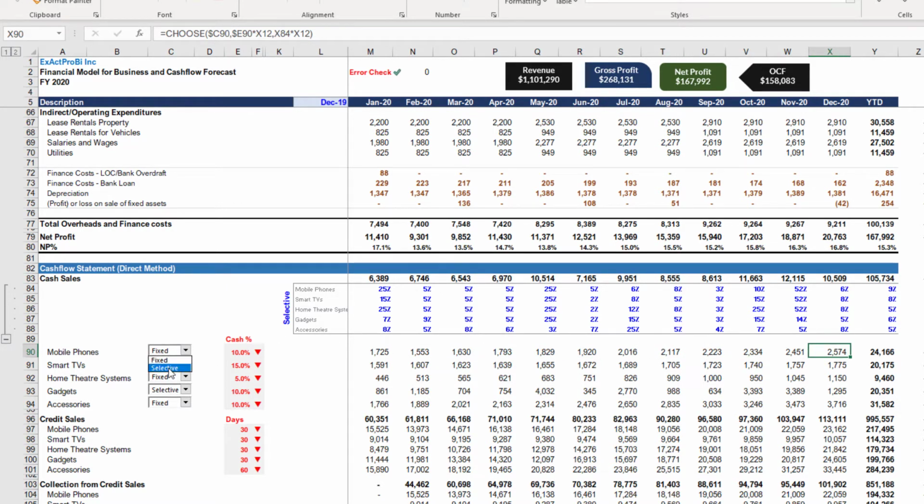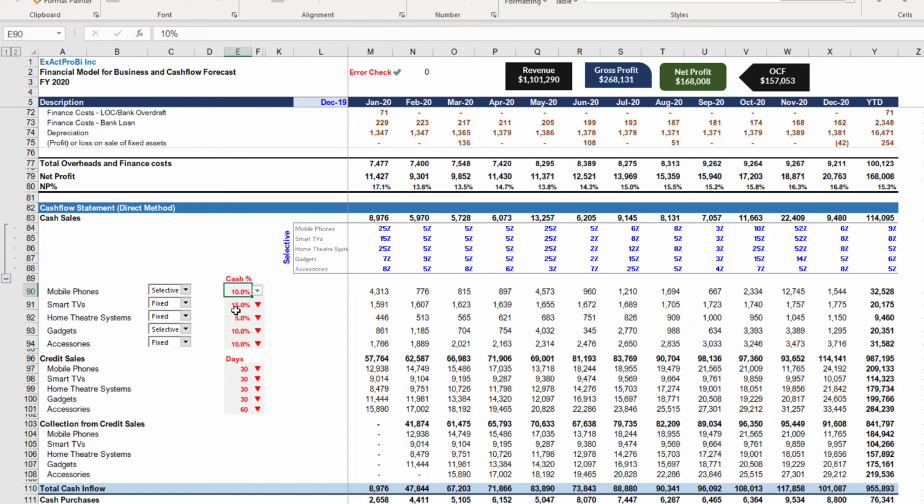But if I choose selective, like in an actual business scenario, the percentage of cash sales and credit sales would vary in each month. So this is more of a realistic approach. Here you can input the cash percentage of sale in each month and build your model accordingly. The fixed percentage would be applicable from this drop down. So if you change anything here, the figures would change.